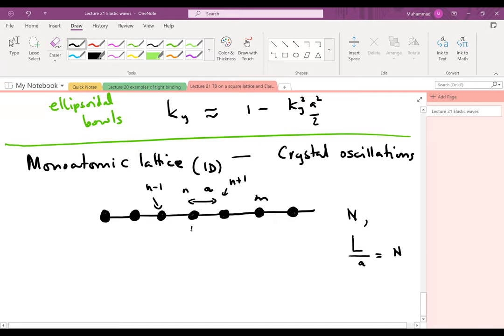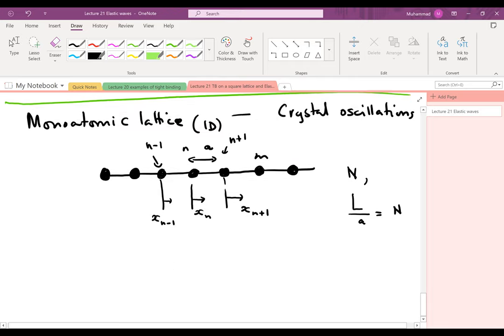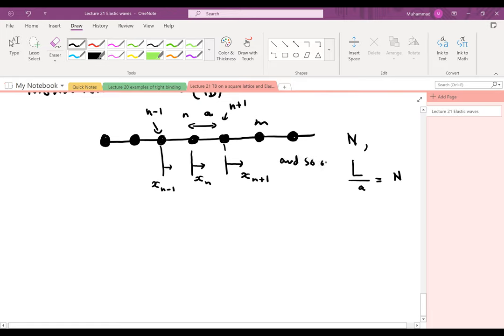Now the nth atom can oscillate by some amplitude xn, the n plus one atom can oscillate by xn plus one, the n minus one atom will have some amplitude of oscillation or displacement from its equilibrium position xn minus one, and so on. So now I can always find out the potential energy of the system. This U is my potential energy. I'll try to model this chain of atoms by springs that connect the atoms, and each spring has a spring constant alpha, which is like a bond strength.